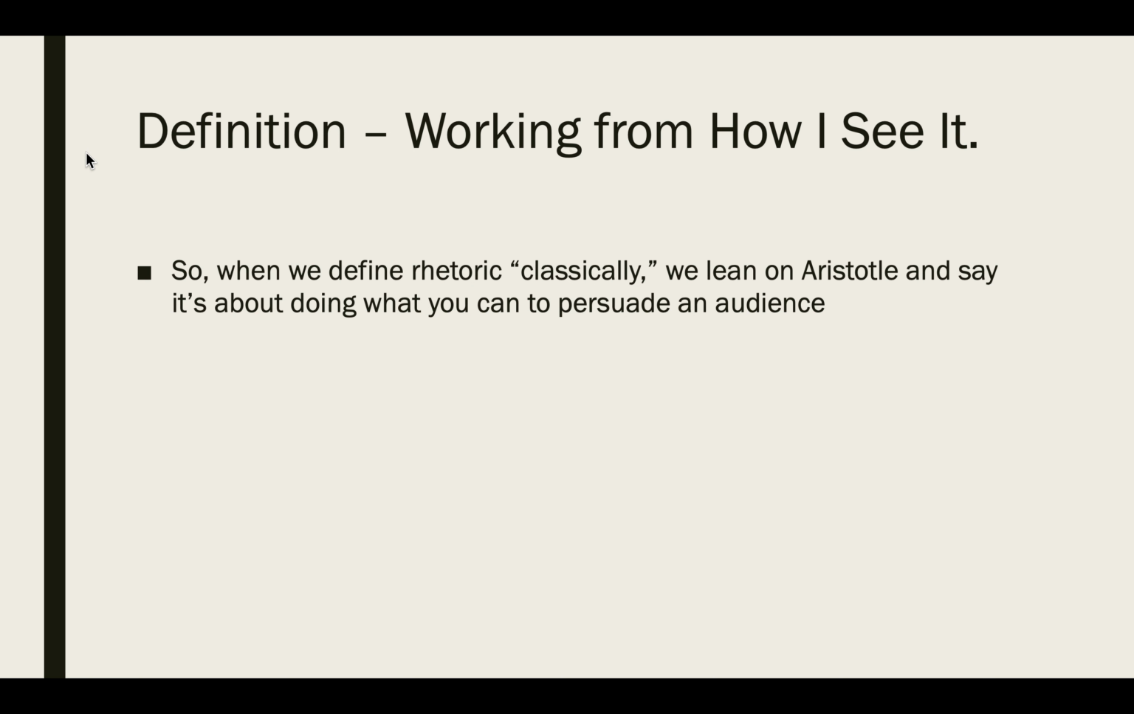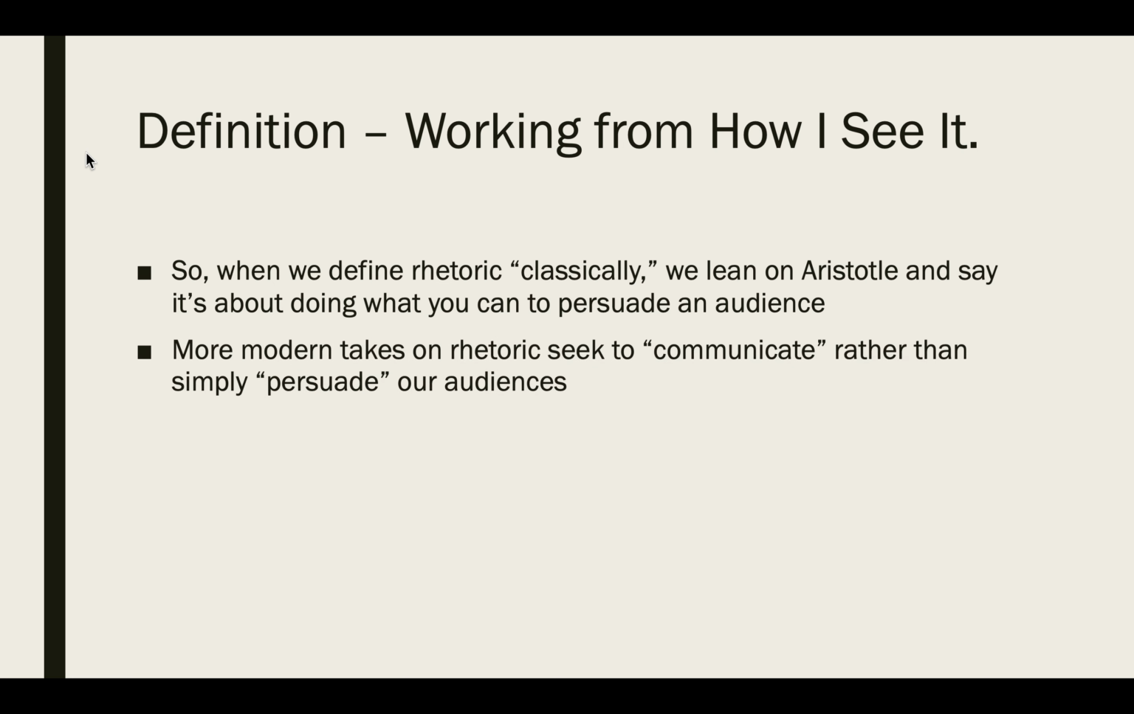So when we define rhetoric in a very classical, originalist kind of sense, most people turn to Aristotle and see it as being about persuading an audience. That is what we consider the classical form of rhetoric. It's all about finding the available means of persuasion, and it's all focused a lot on persuasion.